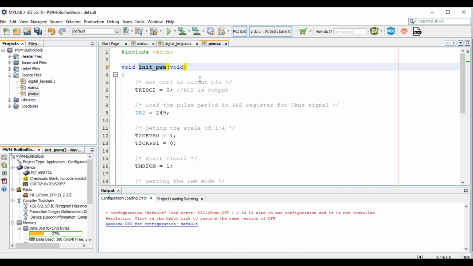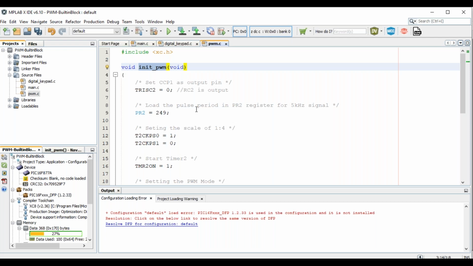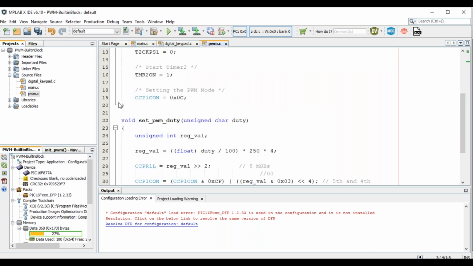Because the duty cycle is going to change again and again, I have to keep writing to the two registers, CCP1CON register and CCPR1L register. If I write it in the initializing function, I will end up writing the register only once. Because I must write it anytime the duty cycle changes, I have a separate function written for it called SetPWMDuty.